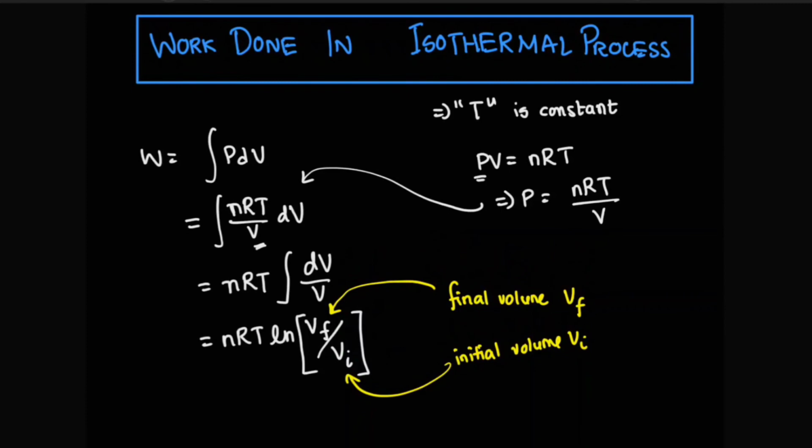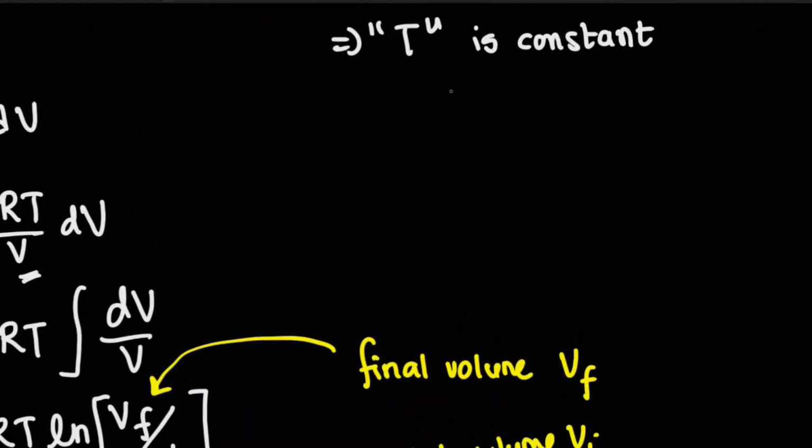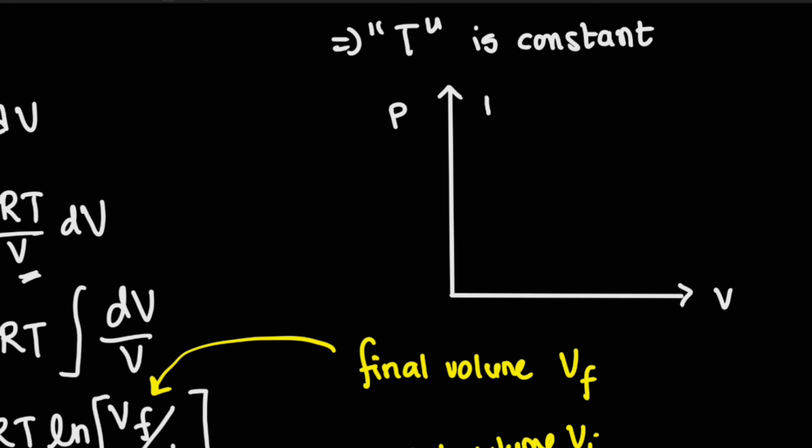Now, let us look at the graph of an isothermal process. Let me erase this. The graph of an isothermal process is a sloping curve of this particular nature.